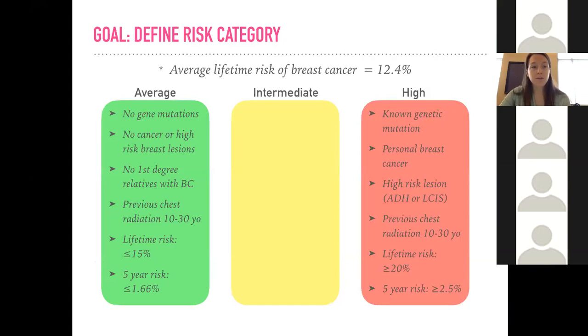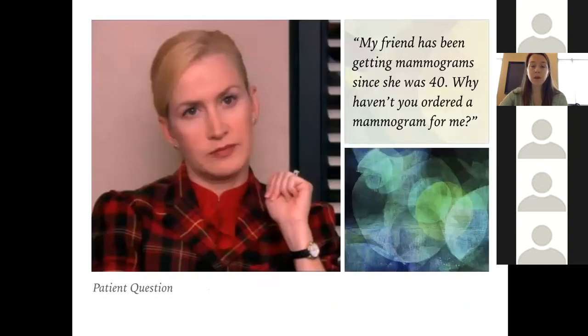The people that are going to fit into this category, and again, this will be our biggest group, it'll be people with no gene mutations, they've had no cancers, they've had no known high-risk lesions, they don't have anybody with first-degree breast cancer, they have no radiation, and then once we do their scores, they're going to be under 15% for lifetime risk and under 1.66% for 5-year risk. So once we decide that they are in this category, we have to decide how and when we want to screen them.